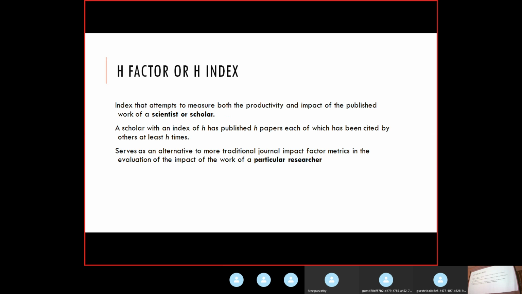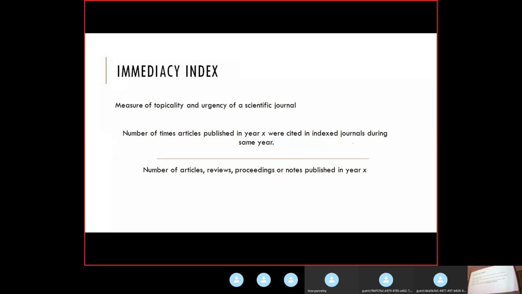And H factor or H index, you might have seen this in the last presentation in Google Scholar. It is not with the journal. H index is a measure of the productivity of a researcher or a scientist or a scholar. A scholar, like you people answered in this questionnaire, a scholar with an index of H has published H papers, each of which has been cited by others at least H times.